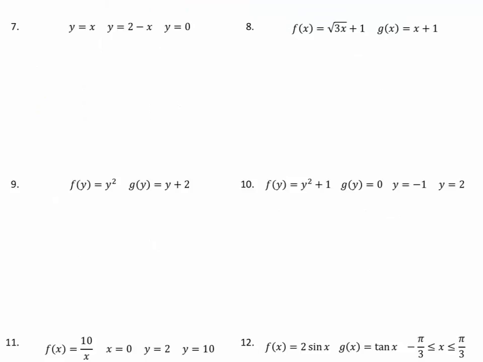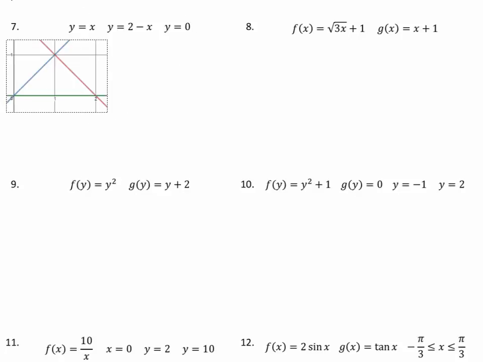Okay, so let's take a look at problem number 7. I'm going to actually paste the image of what this looks like over here. So this is the graph of problem number 7. Let me just kind of outline these a little bit. This line right here is y equals x. This one right here is y equals 2 minus x. And this green one right here is y equals 0.